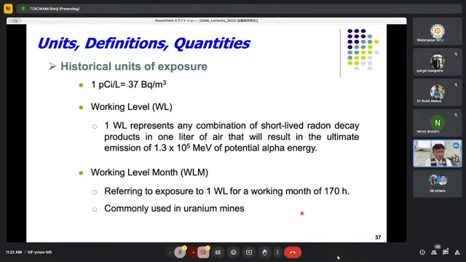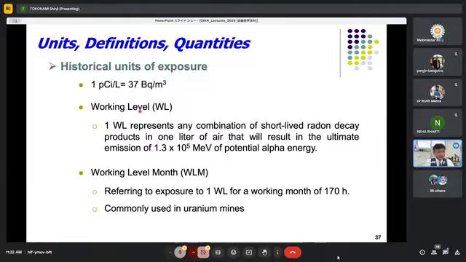I'll show you the unit definitions or quantities. The historical units of exposure: in the United States, they use picocurie per liter. This is an old unit. 1 picocurie per liter equals 37 becquerel per cubic meter.